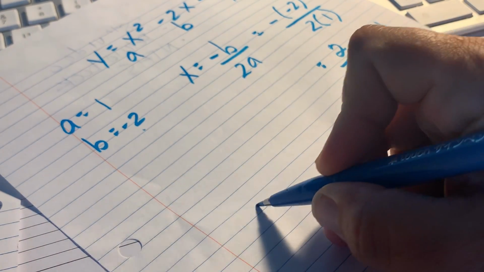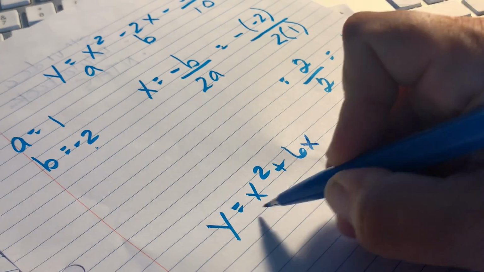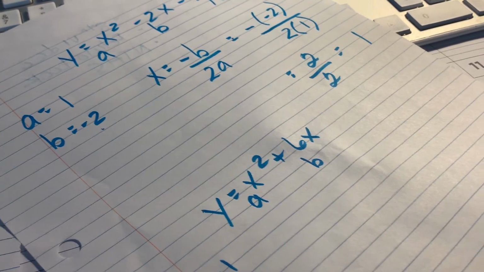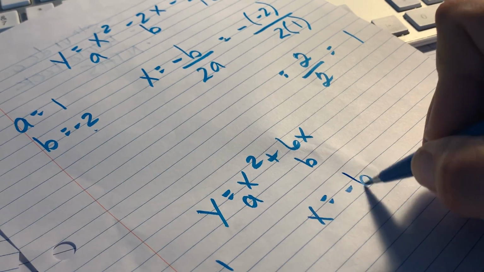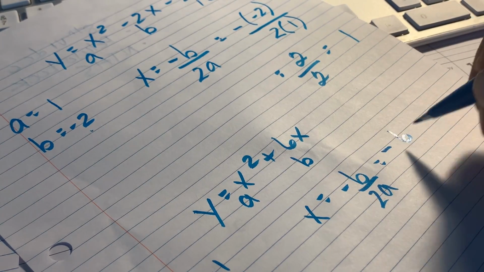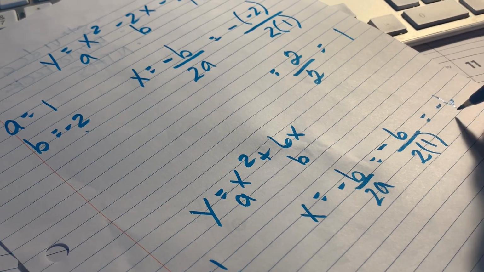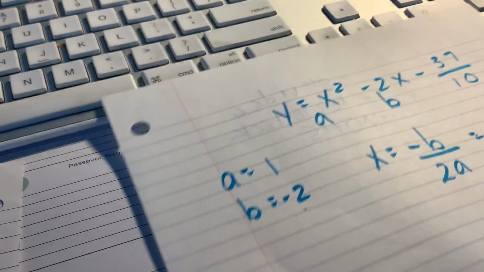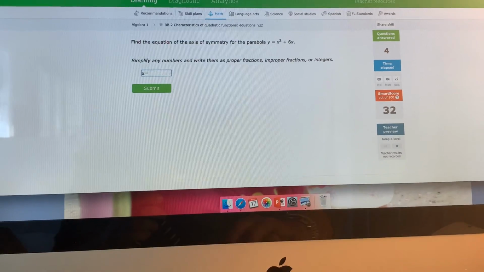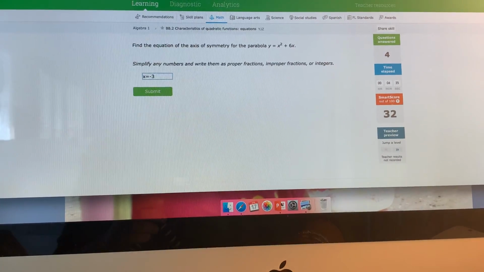So writing my equation, y equals x squared plus 6x. A is going to be 1 and b is going to be 6. So x is equal to negative b over 2a. So negative b, which would be negative 6, over 2 times a, which is 1. So negative 6 over 2 is equal to negative 3. So remember to write x equals negative 3. X equals... I'm an idiot. Negative 3.